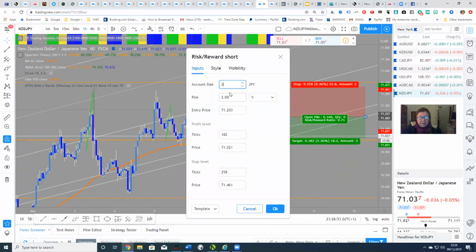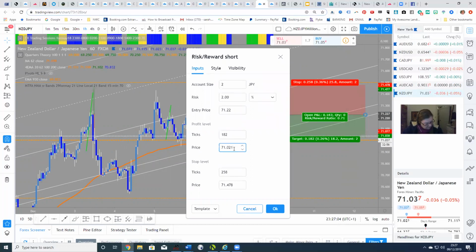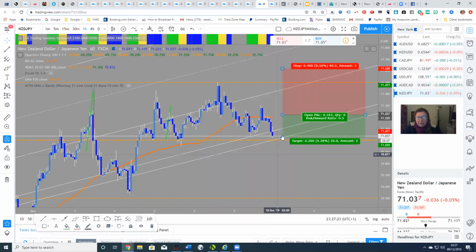So on the settings, entry price 71.22, profit level TP1 71.02, and stop loss. And I never, ever, ever personally trade without a stop loss. I think I'd have a heart attack. I don't understand how people trade without stop losses, even if they're sat at their computers.